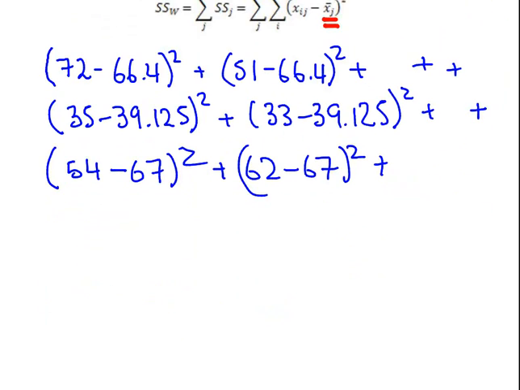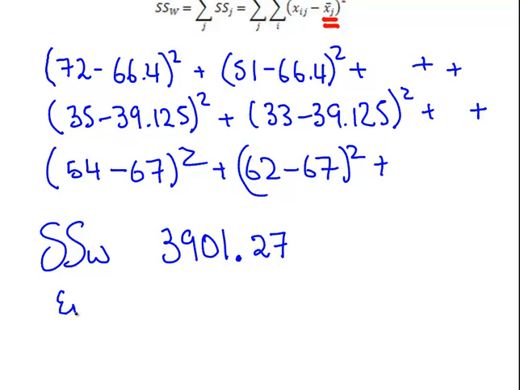Now that one, let me check, works out to be, in my calculation, 3901.275, or we'll just leave it as 3901.27. Okay, so that is SSW, or the error. And that is 3901.27. Well, you put in the 5 there if you want. We'll try and keep the decimal places pretty consistent.